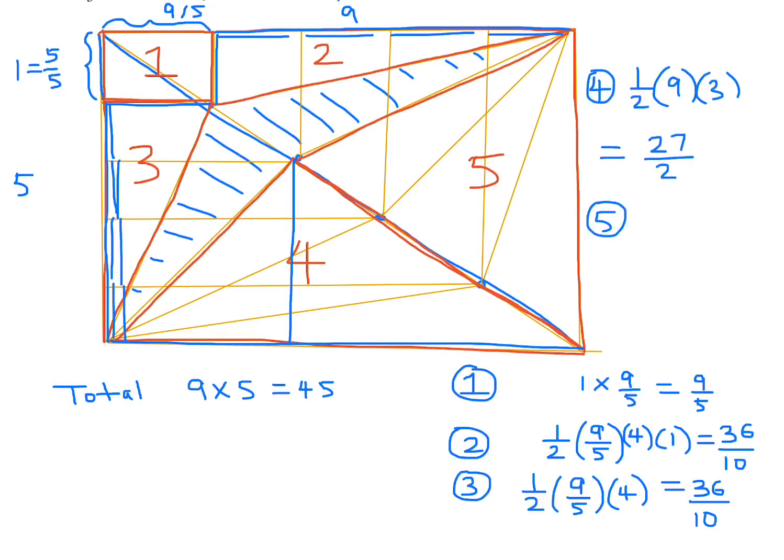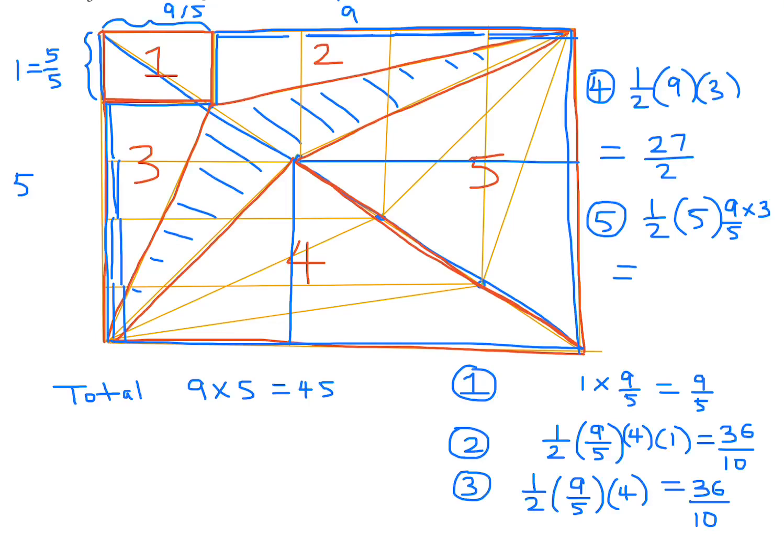And then finally 5. 5, 1/2 base times height. The base, we can call this the base, 5. Height from here to here. And what's that? That's going to be 9 divided by 5 times 3, because remember, you've got 9 over 5 here, 9 over 5 here, 9 over 5 there. So this looks like 27 over 2 also. Oh, interesting.